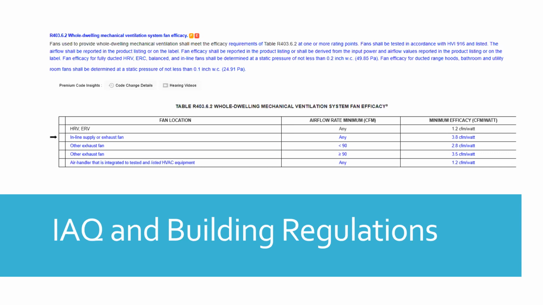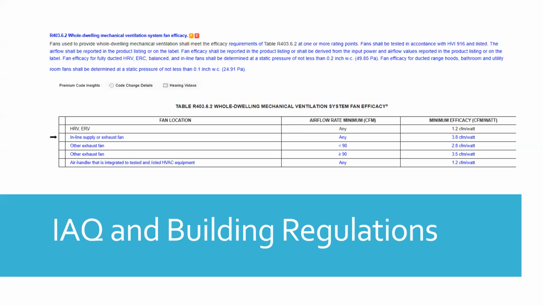So we've got ERV, HRV, inline supply and exhaust fan, which is new to the code because that's a little arrow that's pointing there. It's new to 21. I took this out of the 21 code book. But then the other exhaust fan listed there, and then the air handler, have been in the code for a little while. It just talks about the minimum efficacy allowed. Efficacy means the amount of airflow or CFM produced must be done at a low energy consumption. So it's using very low wattage to pull in that amount of CFM or airflow.